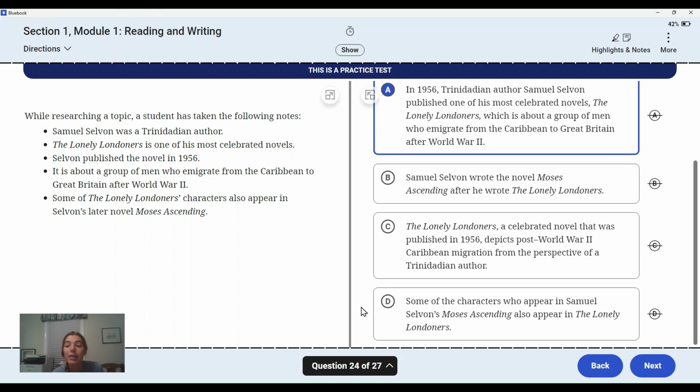Some of the characters who appear in Samuel Selvin's Moses Ascending also appear in The Lonely Londoners. It's kind of similar to Choice B, just doesn't really introduce the book and the author to an unfamiliar audience. Choice A is definitely where you're going to want to go.